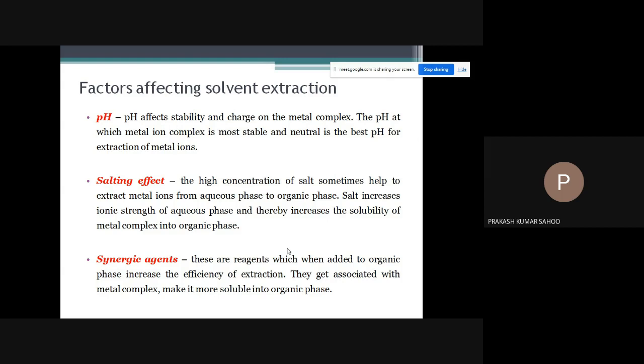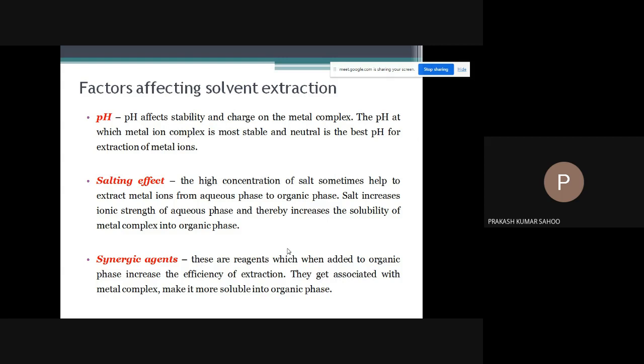So if I say alkali, that means it is a base which is dissolved in water. So pH is an important factor for the solvent extraction. Then salting effect. The high concentration of salt sometimes helps to extract metal ions from aqueous phase to organic phase. Salt increases ionic strength of aqueous phase and thereby increases the solubility of the metal complex into organic phase.